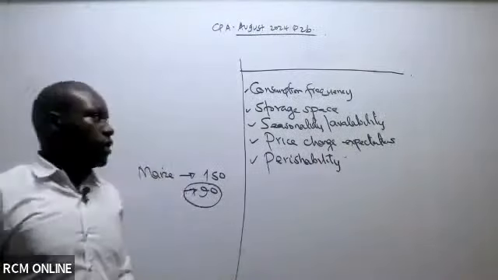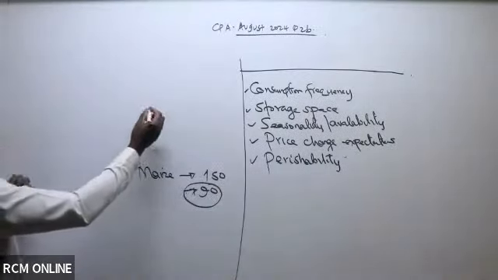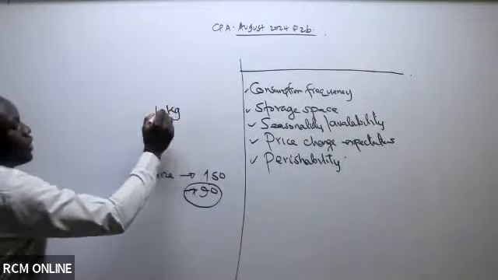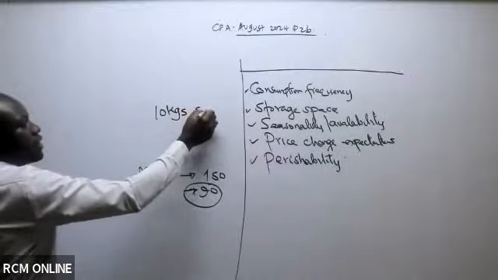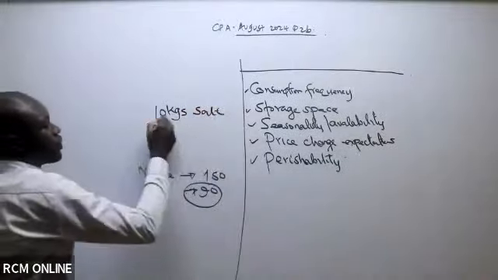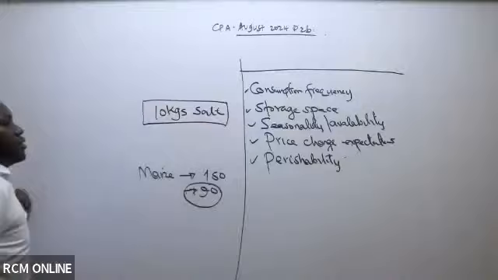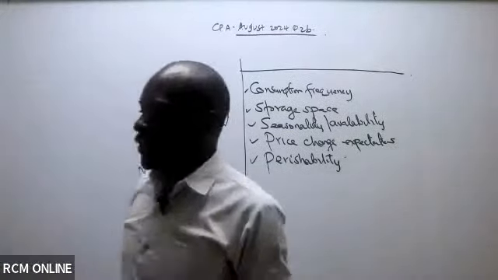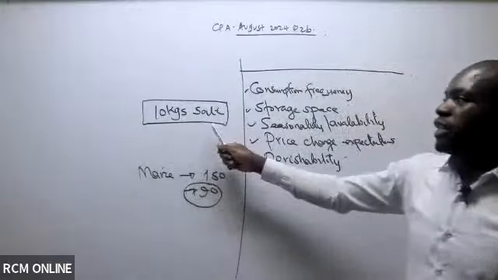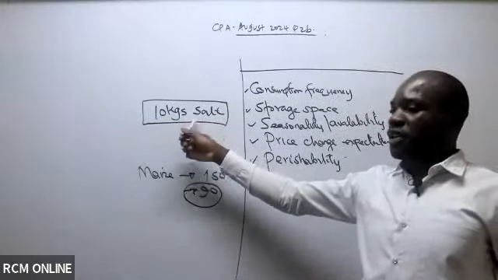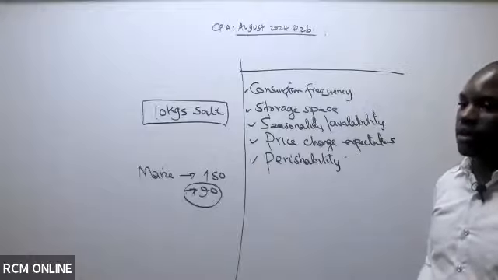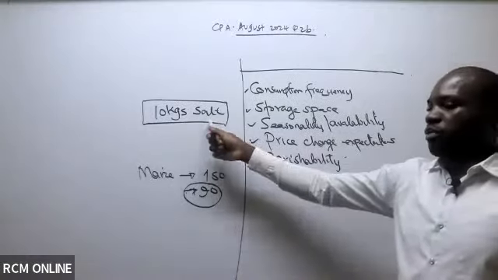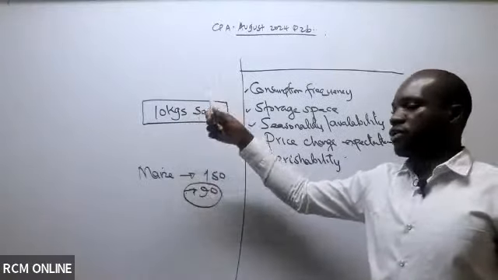Good. For example, let's talk about 10 kgs of salt. Someone has decided to have 10 kgs of salt. Is it a nice decision? How many years, or how many months, will it take you to consume these 10 kgs? More than a year, right? So you don't need to keep this particular product in large quantity.